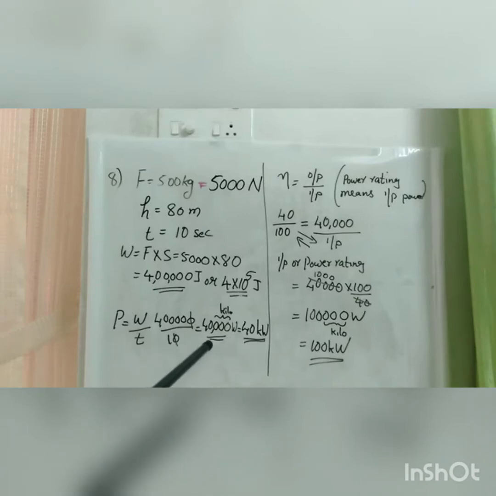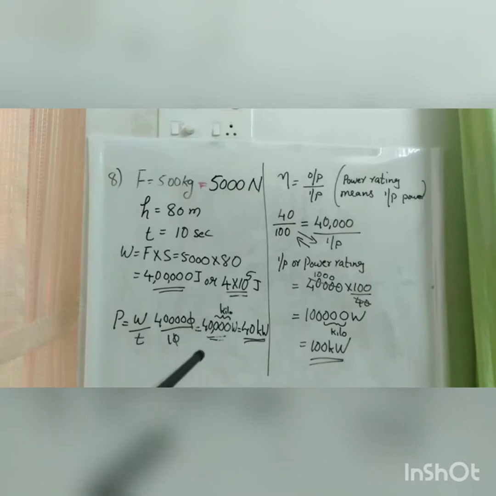So 40,000 watt, or these 3 zeros, 1000, we can write as kilo. So instead of 40,000 watt, you can write as 40 kilowatt. But if you reach till here, okay, it's enough.